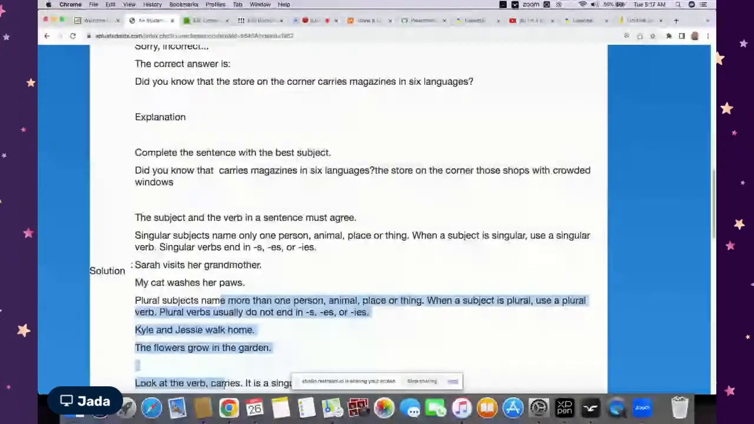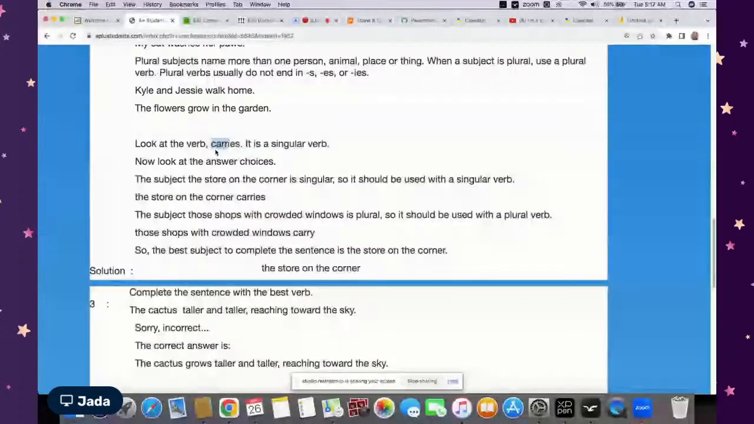Okay, look at the verb carries. The verb in that sentence is carry. So the verb has what? IES. So it shows that it's a singular what? Singular verb, because only singular verbs have the IES or the S or ES. Okay, so now it shows that it is a singular verb. Now look at the answer choices.